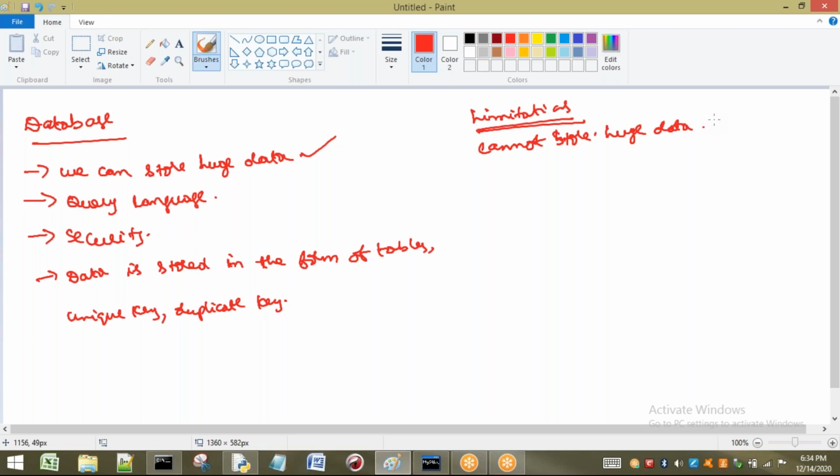Next, as I already told, it can store only in the form of tables. So it cannot store semi-structured data, and it cannot store unstructured data. Only structured data can be stored in databases. So these are some of the limitations and some of the advantages of databases.